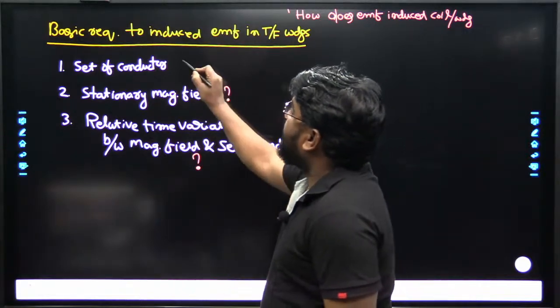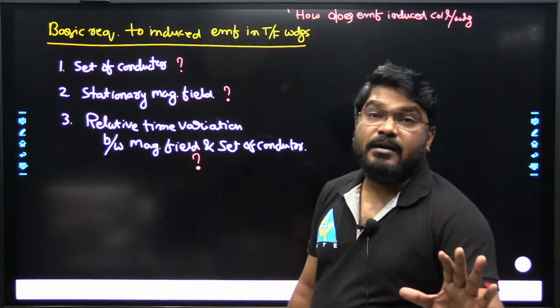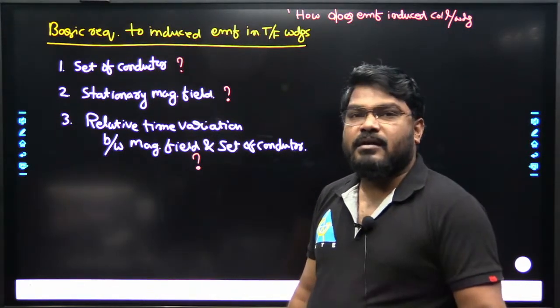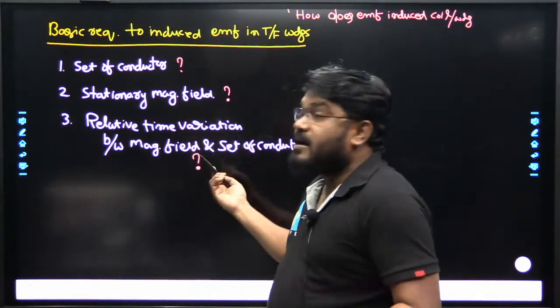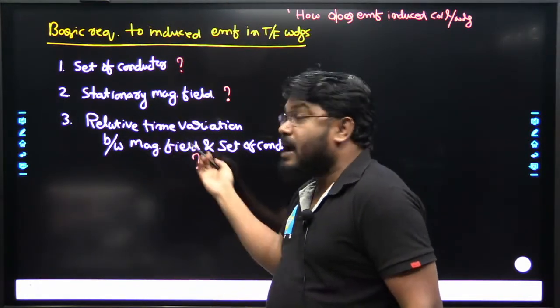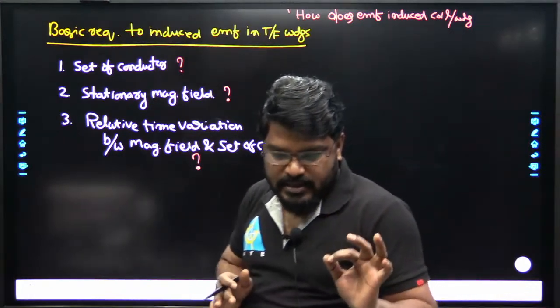And next, the set of conductors. What is the meaning of set of conductors? Are you getting my point? So what is meant by set of conductors? And what is the stationary magnetic field? And similarly, what is the relation between magnetic field and conductors? Okay, so are you clear?